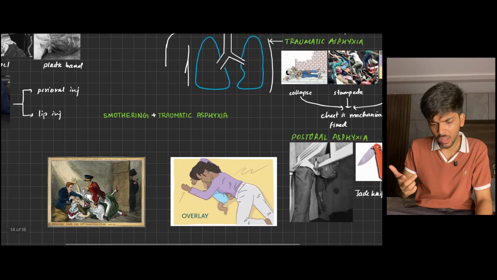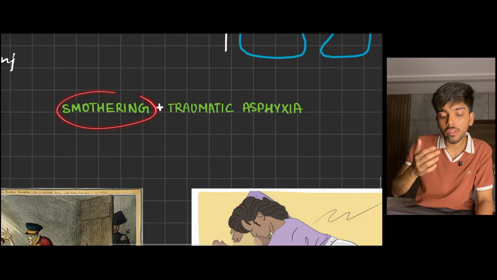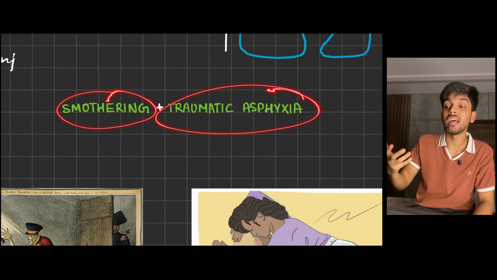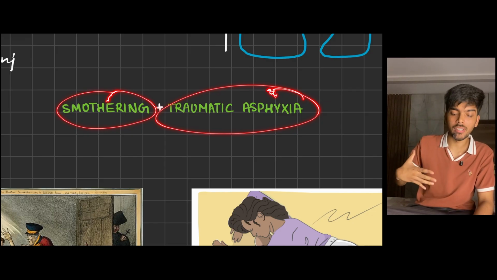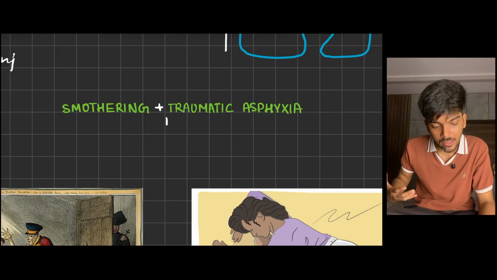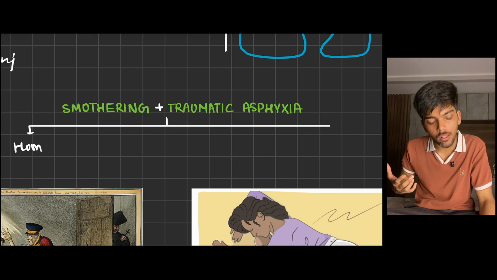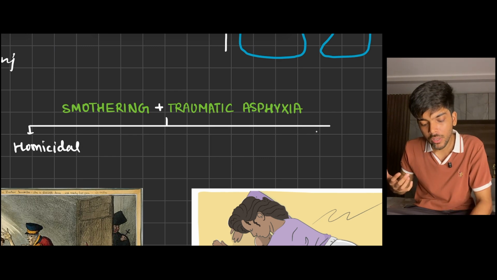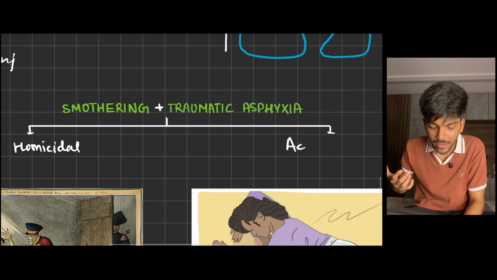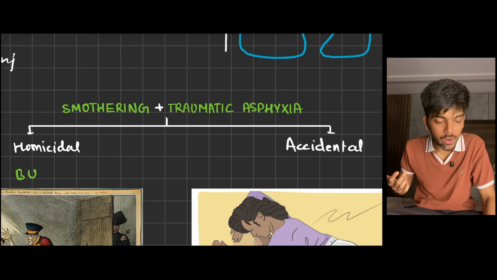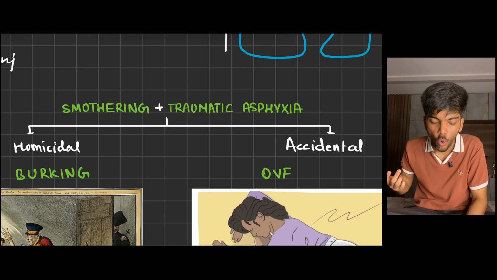Now, we have a combination of smothering, that is when your nose and mouth is closed, and traumatic asphyxia, that is due to trauma, your chest is unable to expand, there is mechanical fixation of the chest. These are of two types. Number one is homicidal and number two is accidental. In homicidal, we have something called burking. In accidental, you have something called overlaying.